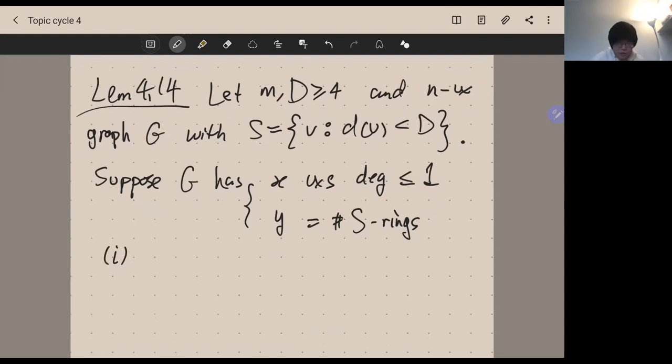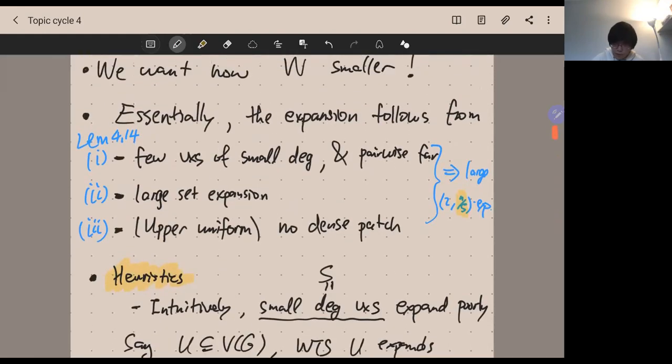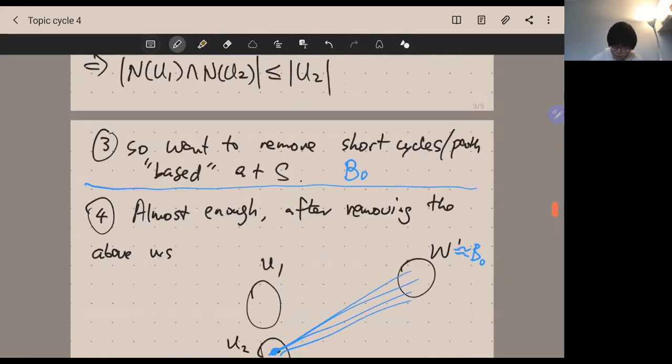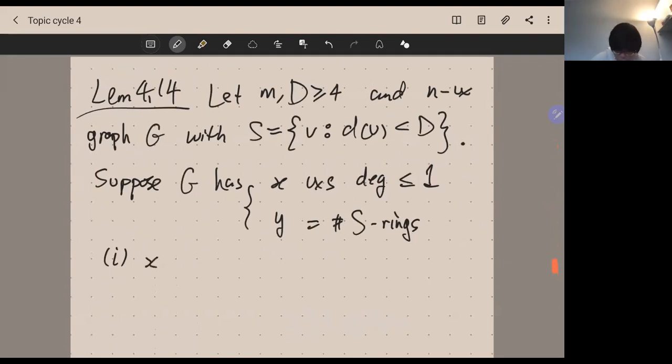So now we should correspond these 3 conditions to the 3 pseudo-random properties that I listed up here. The first one says that there are very few vertices of low degree, and they are typically pairwise far apart. You have few vertices of degree at most 1, and you have few S rings. Then you don't have too many low degree vertices within distance 5 of each other, and not many S rings, for some M. M is another parameter we set at the beginning. This is the first condition.